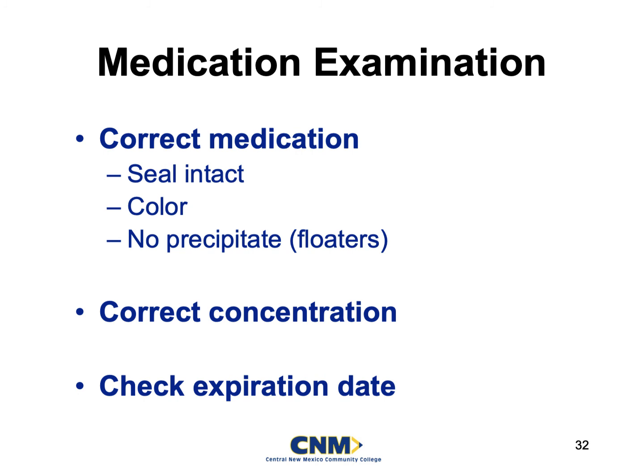Because you guys are going to be dealing with medication boxes that could have 30 different vials in it. Okay, we want to make sure that we're grabbing the correct vial. That's the correct medication. When we're looking at it, we want to make sure that the seal is still intact, and we'll talk about that when we get our hands on these. We want to look at the color of the medication. Okay, make sure that if it's clear, it's not looking yellow. And we want to look for no precipitates, or what we call floaters.